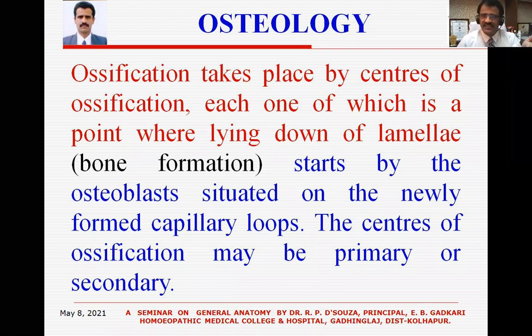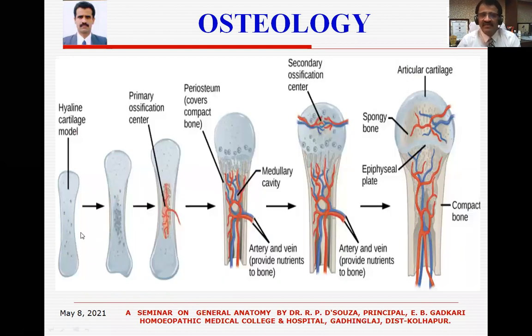Regarding ossification, in short, ossification means formation of bone, or the process of laying down of lamellae. Here you can see the full picture of ossification. Bone is first a hyaline cartilage model, so there is no bone. Hyaline cartilage is one of the types of cartilage. Before hyaline cartilage, it is a fibrous tissue. Fibrous tissue becomes a hyaline cartilage model, and then when the primary center appears, it starts getting converted into bone.